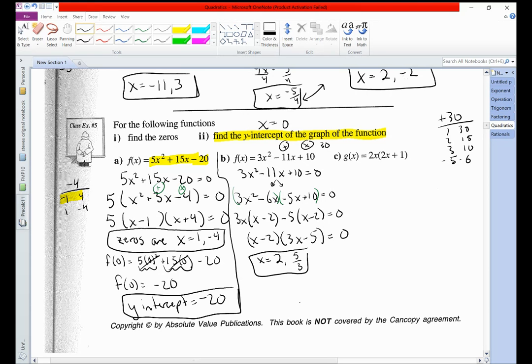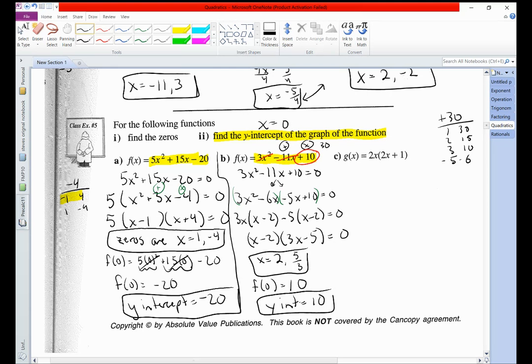And if we look for the y-intercept, if you go back to our function up here, you can see that if x is 0, that term goes away. If x is also 0, that term goes away, and all we're left with is a positive 10. So our f of 0 is going to equal 10. Therefore, our y-intercept is 10.